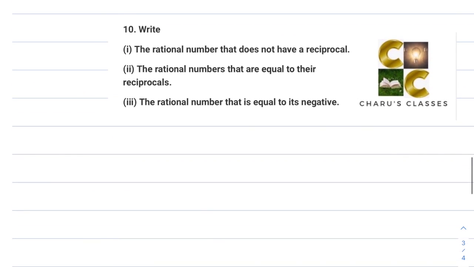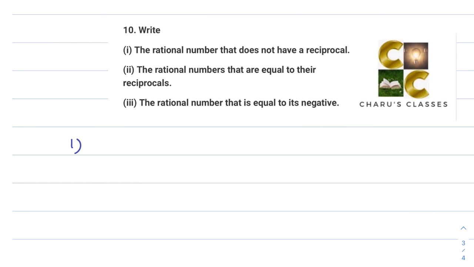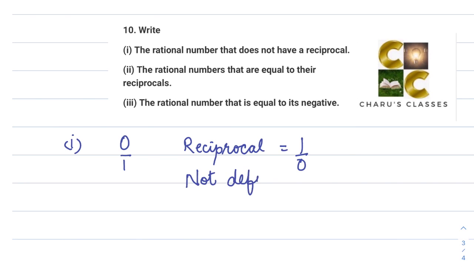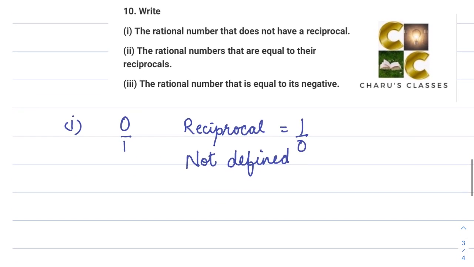Question number 10. Write first, the rational number that does not have a reciprocal. The answer is 0. 0 does not have a reciprocal. Let's understand why. We can write 0 as 0 by 1. If we take its reciprocal or multiplicative inverse, that is coming to be 1 by 0, and we know that 1 by 0 is not defined. Since this number is not defined, the 0 does not have any reciprocal.